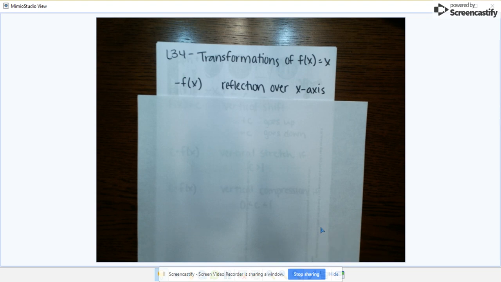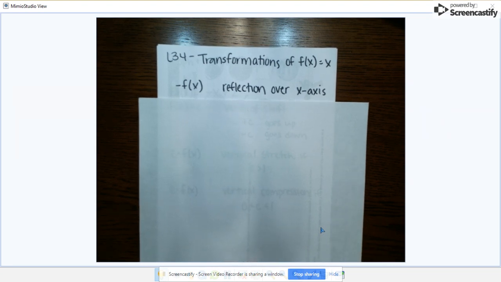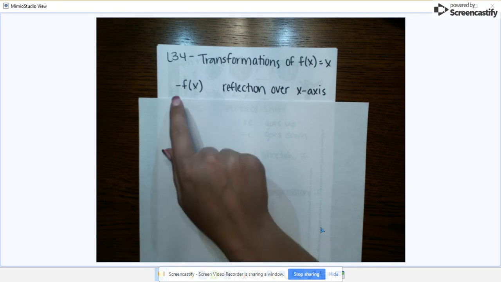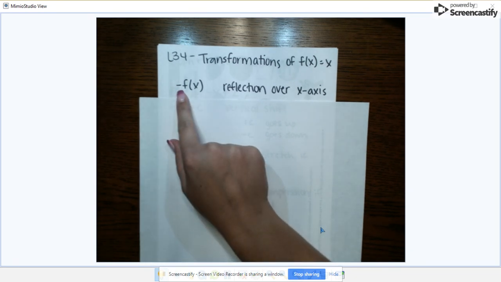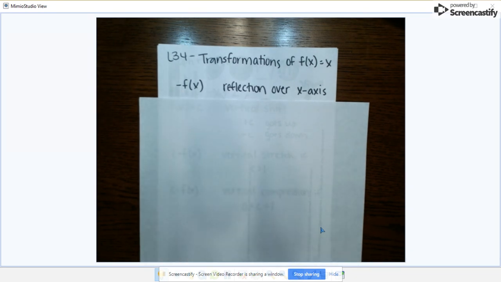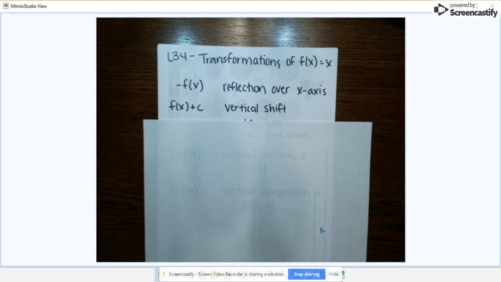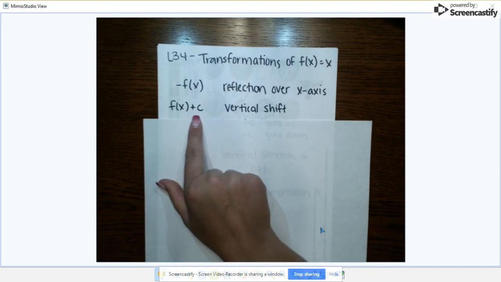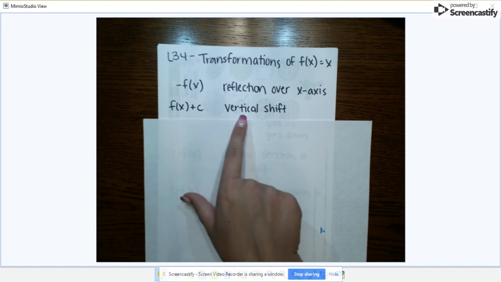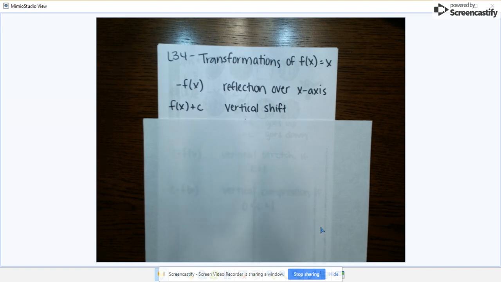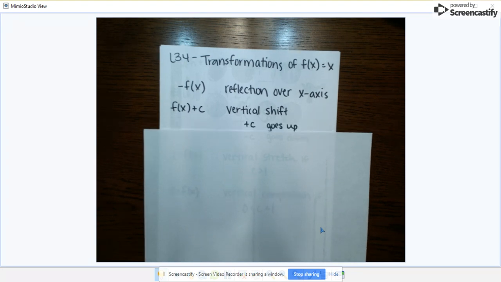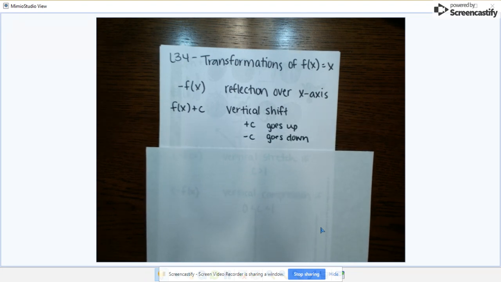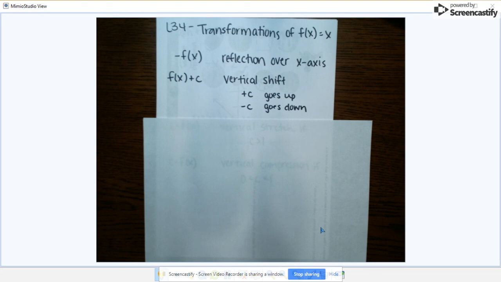So there's going to be a couple basic transformations. The first one is going to be a reflection over our x-axis, and that's signified with a negative sign out in front of your function. We can also have our function plus c. That's going to be a vertical shift, so we're going to be moving our function up or down. If it's plus c, that means we're moving up, and if it's minus c, that means we're moving it down c units.